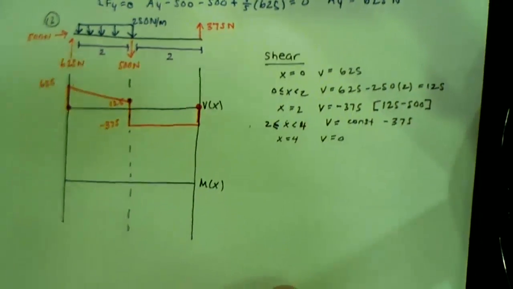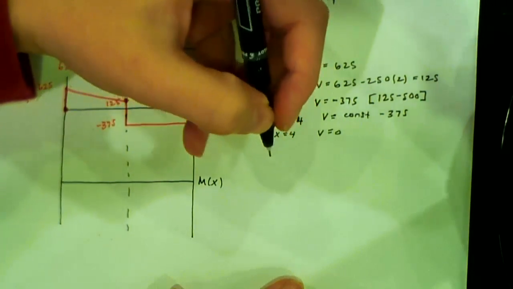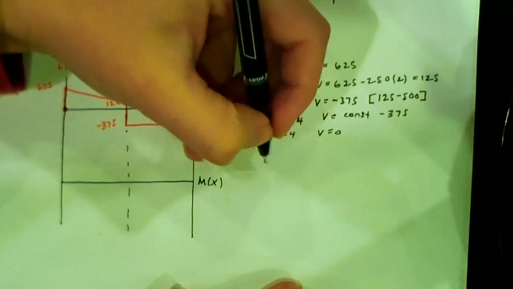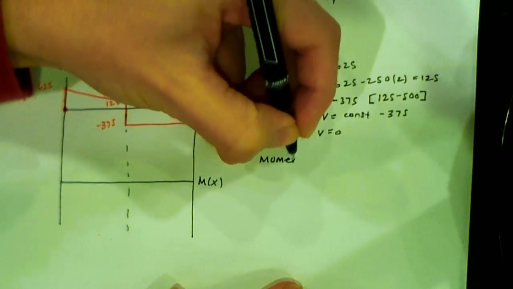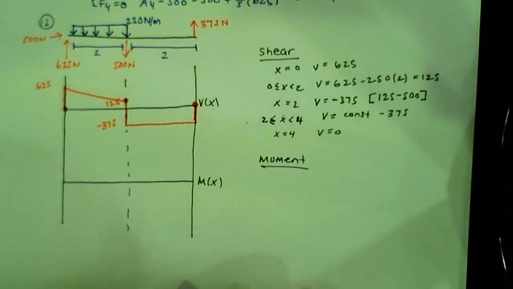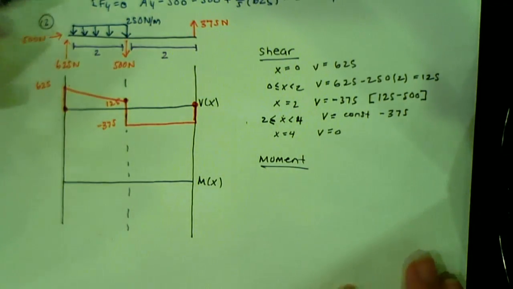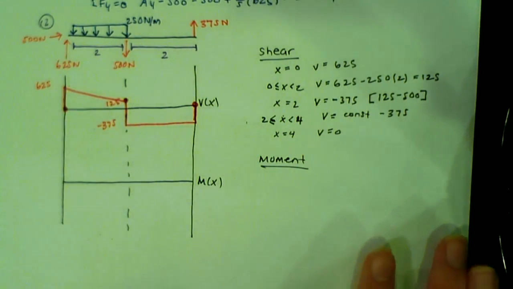All right, so now we have to look at our moment. The fact that we have a normal in this question still doesn't affect the shear at all. So that was actually the first conceptual question on here. Normal has no effect on your shear diagram. So now for our moment, we know that the moment is the integral of shear. Therefore, it's going to be the area under the shear curve, right?